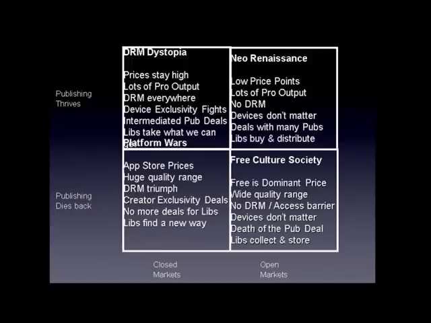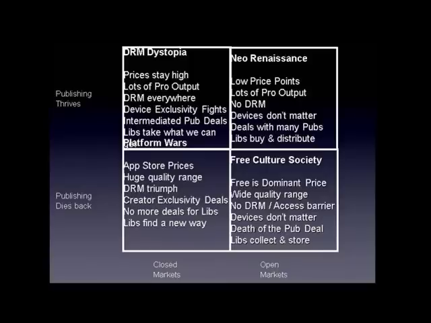If you have a publishing dieback and open market, you might call that a free culture society, which is kind of already the way that the web is, especially when it comes to open source software, which means that free is the dominant price point. It's not the only price point, but free is the dominant price point, and the people who produce content make their money through other routes, like selling mugs or t-shirts or personal appearances or going on tour or elaborately hand-stitched leather-bound volumes, limited editions, all that kind of stuff. There's no DRM, no access barrier, devices don't matter.